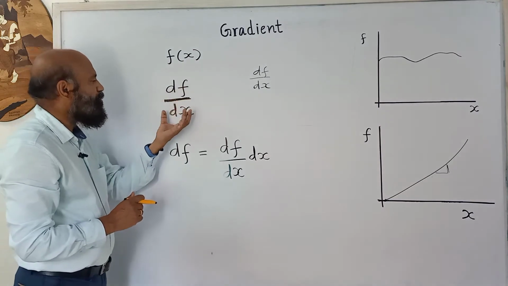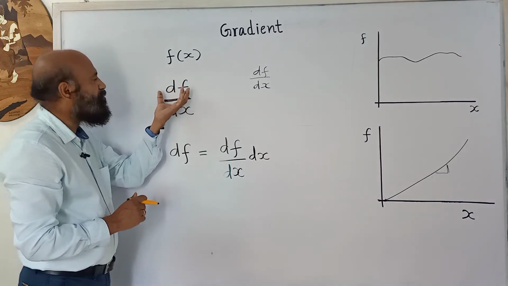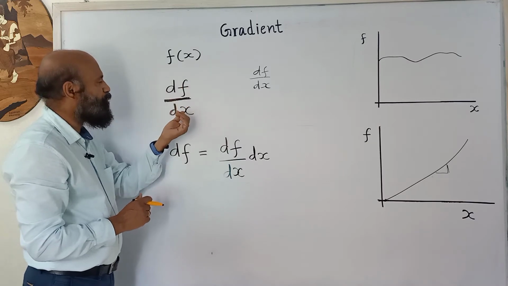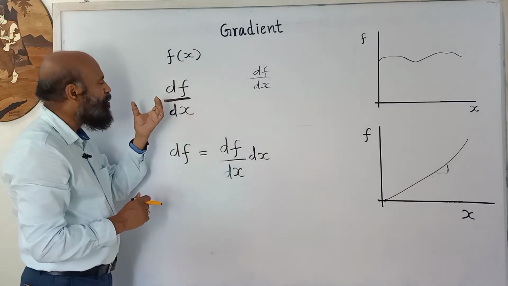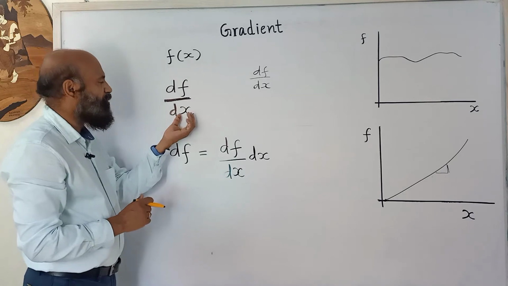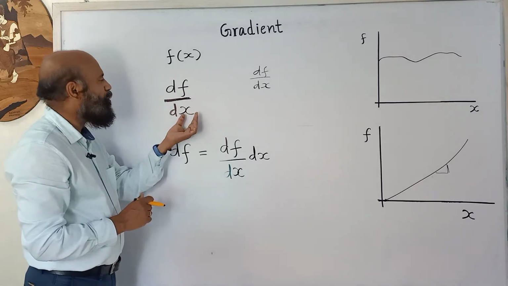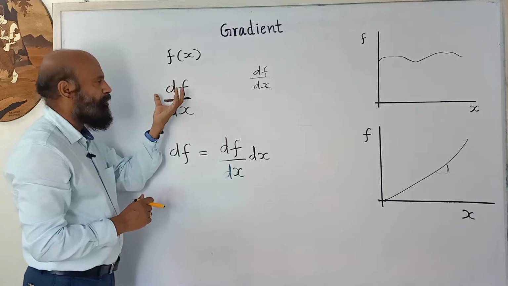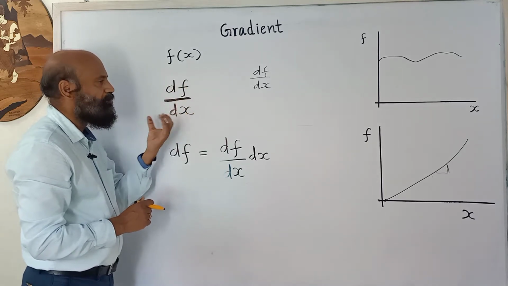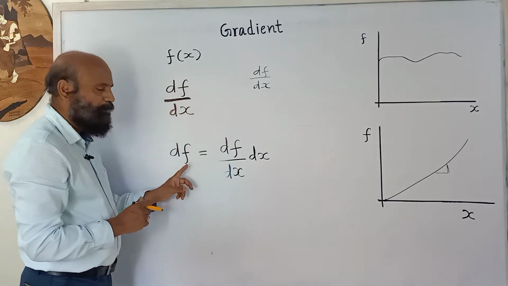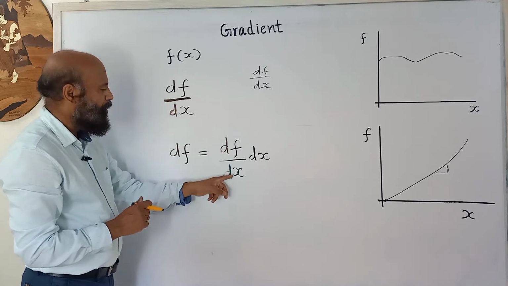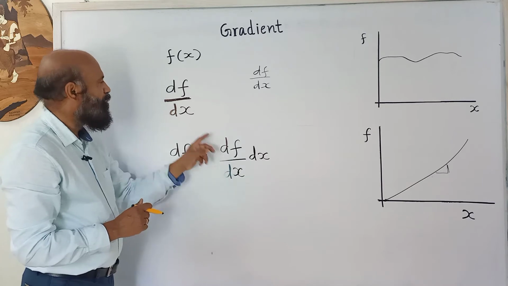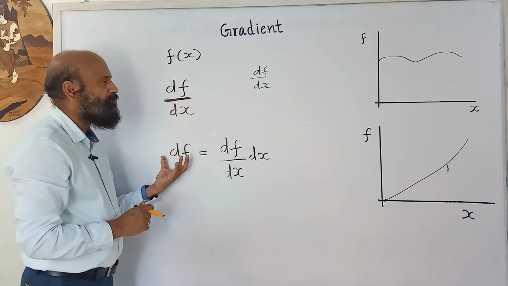Now df by dx is called the derivative. So it is the rate of change of the function with respect to x. That means when we change x by a small amount, how fast f is changing. So that's the meaning of df by dx. So df can be written like this. df by dx, if you multiply by dx, dx and dx will get cancelled. So you can get df.